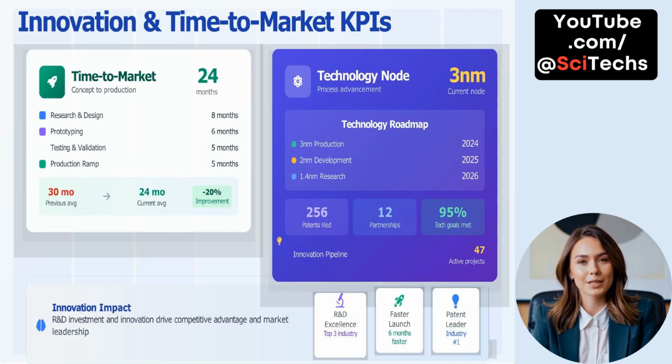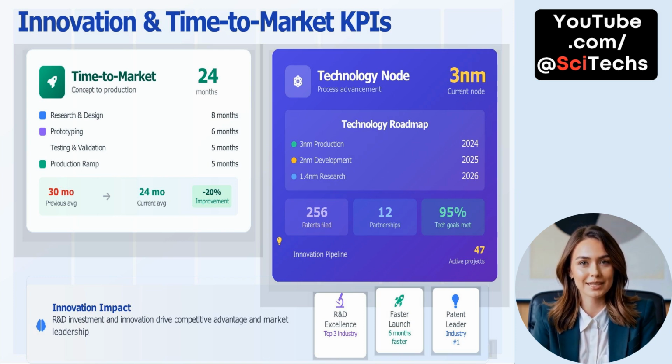Innovation and time to market KPIs. Time to market tracks how long it takes to move a concept into full production. The current average is 24 months, which represents a 20% improvement from the previous average of 30 months. This timeline includes 4 main phases.